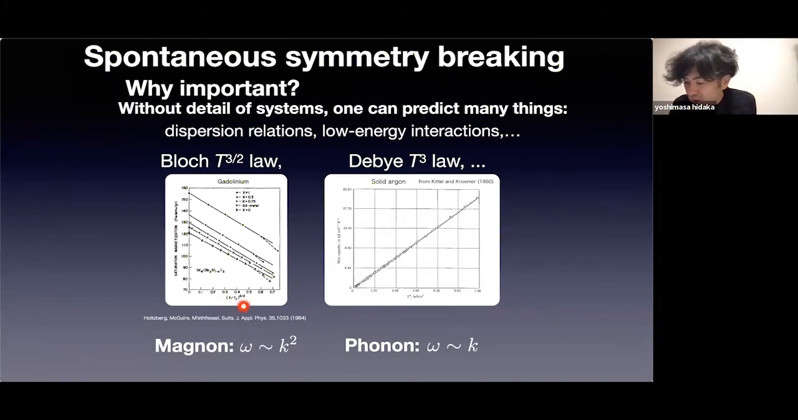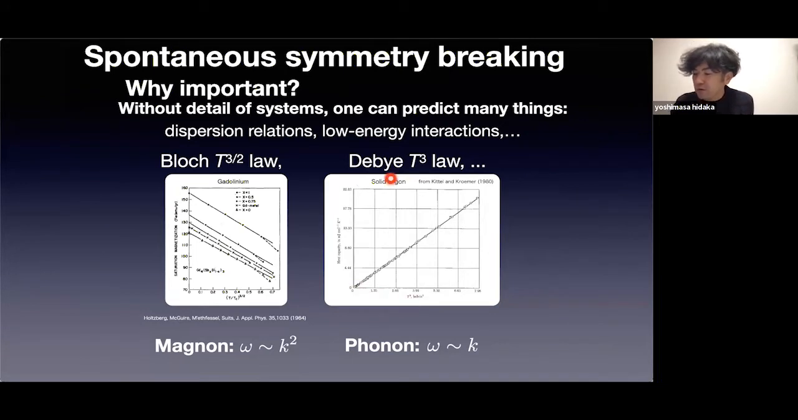Actually, this behavior goes as T to the 3/2. This is called the Bloch law. All the different situations satisfy this relation. And also this is the so-called Debye T cubic law. This axis corresponds to the heat capacity, and this is T cubed.